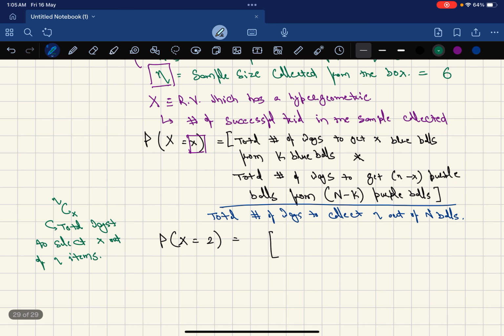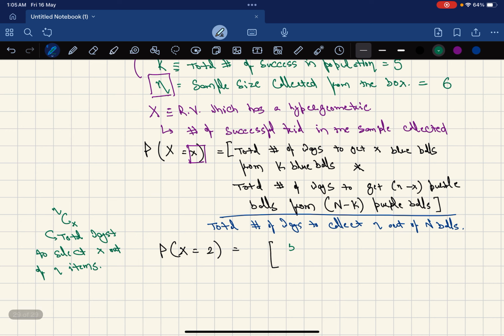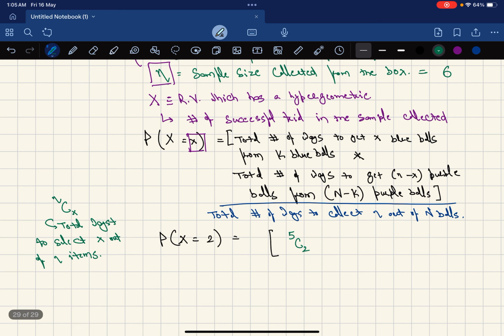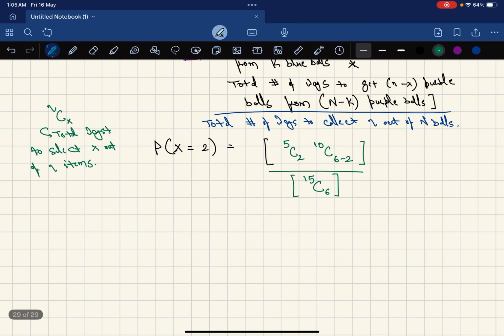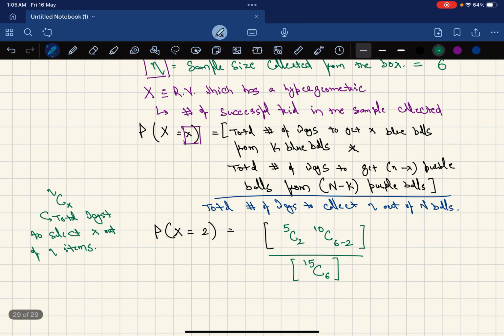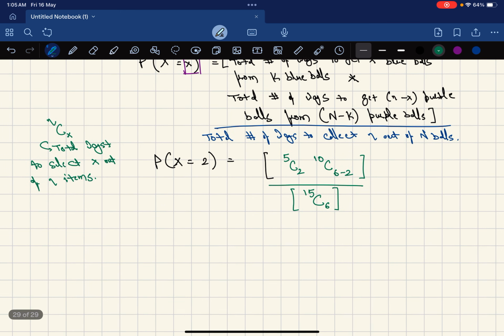Now the first term here is we are selecting 2 out of 5 blue balls. So this will become 5C2, and then there are 10 purple balls, and we have to select the remaining 6 minus 2 balls, which is 4 balls from these 10 purple balls. While the total number of ways to select 6 balls from total 15 balls is given as 15C6. So this is how we calculate the probability for this particular distribution or this kind of a random variable.